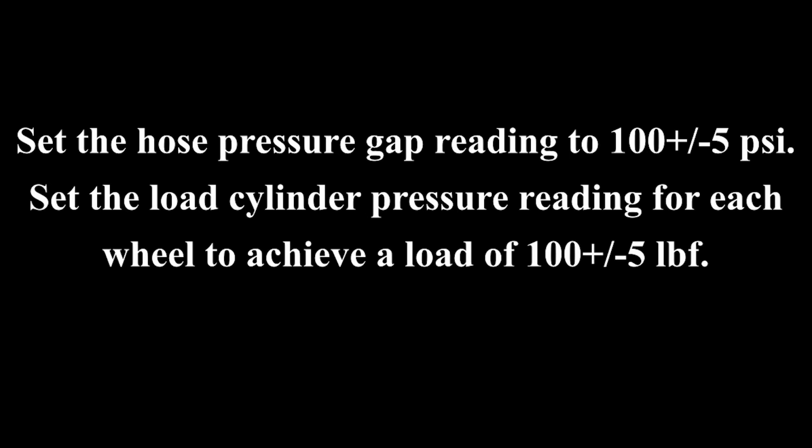We need to set the hose pressure gauge reading to 100 plus or minus 5 psi. We need to set the load cylinder pressure reading for each wheel to achieve a load of 100 plus or minus 5 pound force. We need to stabilize the chamber temperature at the selected testing temperature.